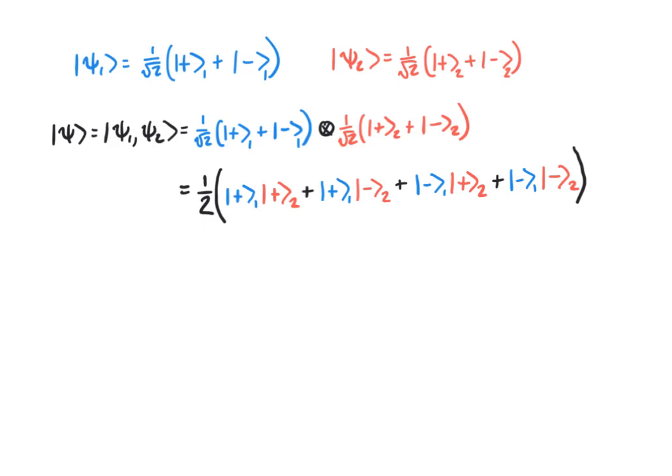So what this means is that there is a 1/4 probability, if we measure the spin of both particles in the z direction, of finding that they are both plus h bar over 2. There is also a 1/4 chance that the first one is plus and the second one is minus. There's a 1/4 chance that the first one is minus and the second one is plus. And there is a 1/4 chance that both of them are minus h bar over 2.